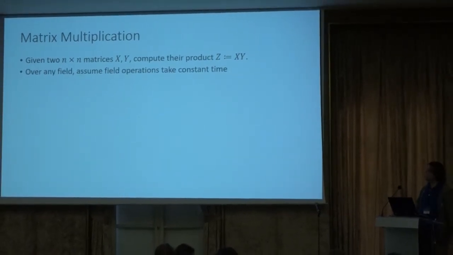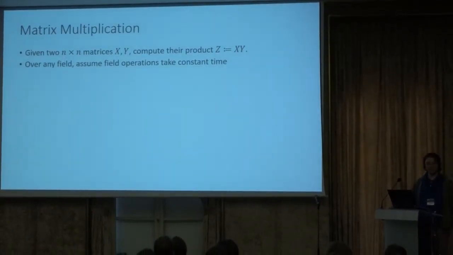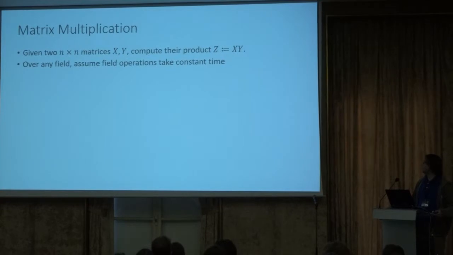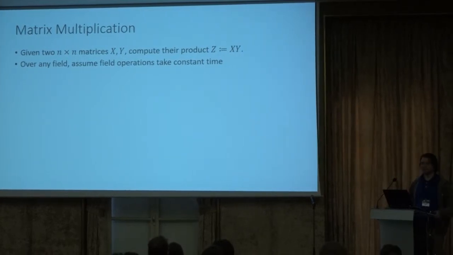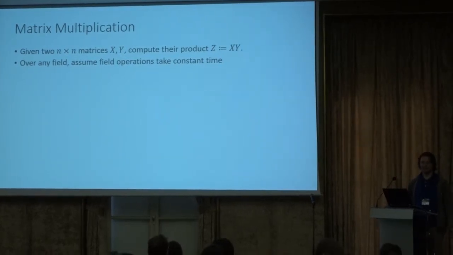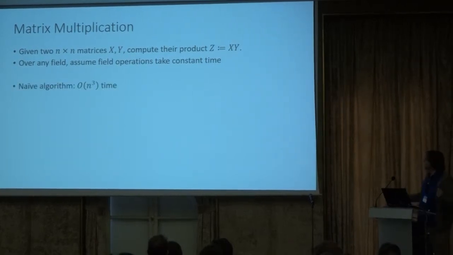So you can think of these as matrices over any field you want, and let's say we're working in a computational model where field operations take constant time. So we're measuring how many field operations you need to multiply two matrices. The most straightforward algorithm, where you just use the definition of matrix multiplication, uses n cubed time.